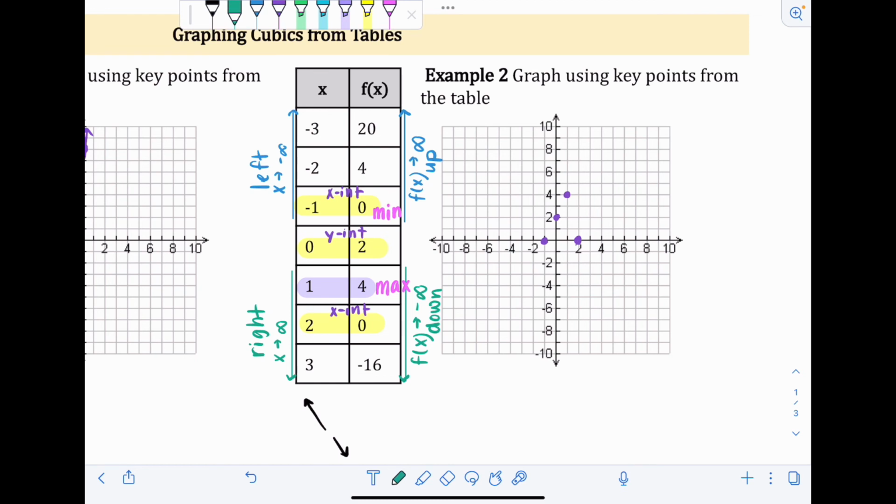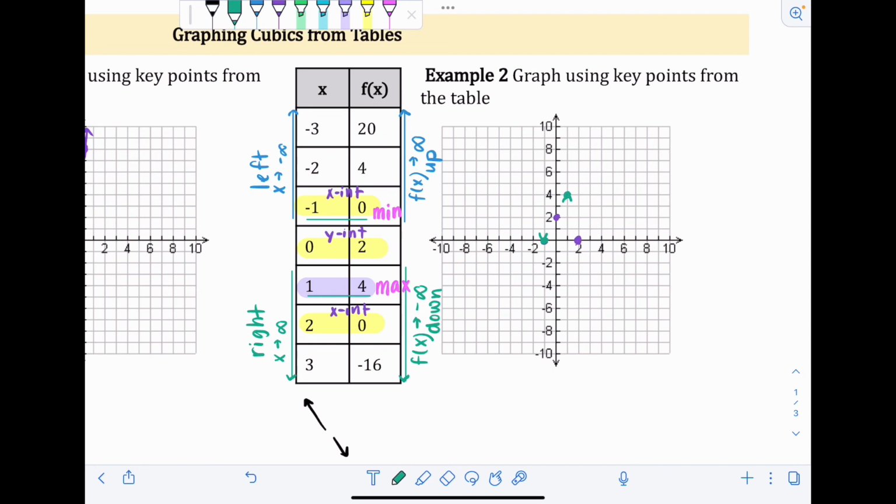If you're drawing it, I would put the max or the min in a different color, or highlight them, so that you can see where it changes direction. So we had a minimum at -1, 0, so that's right here. It's going to change direction there. And then we have a maximum at 1, 4, so it's going to change direction there also. This would be above the points, this would be below the points around it.